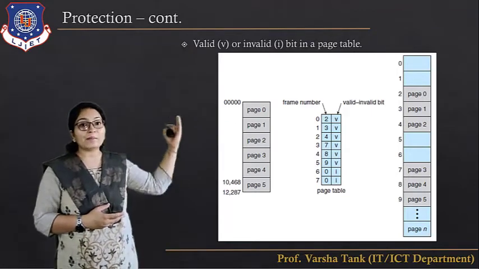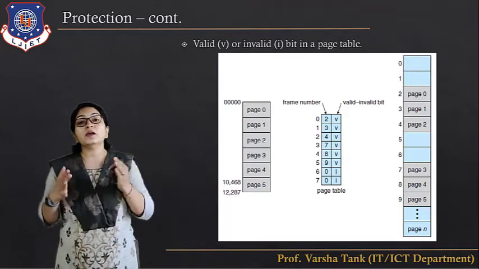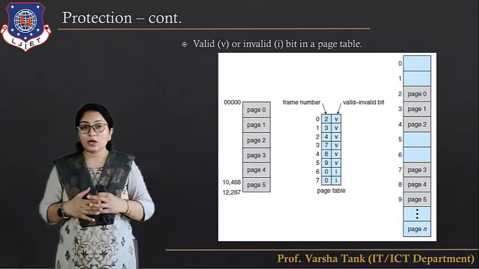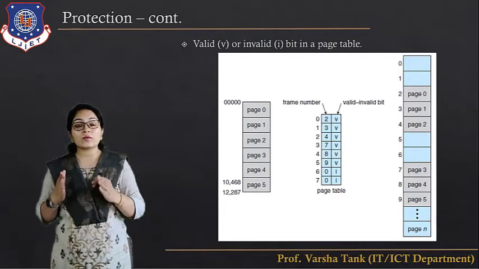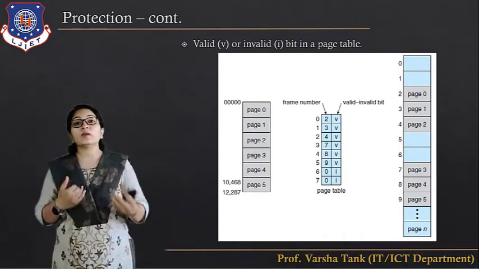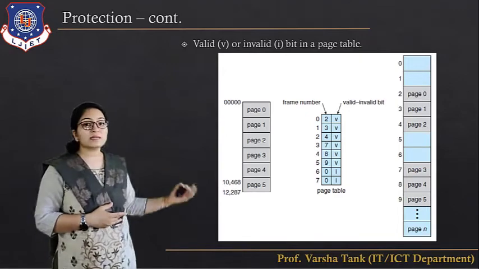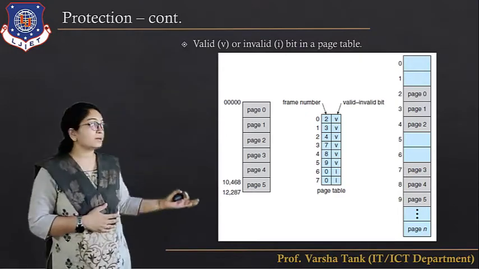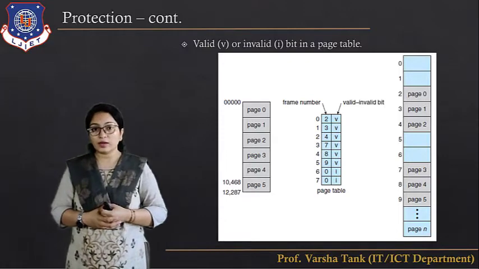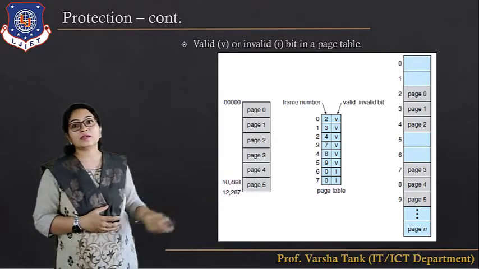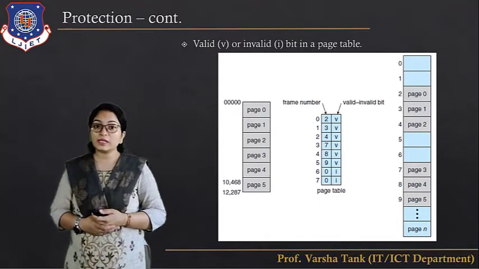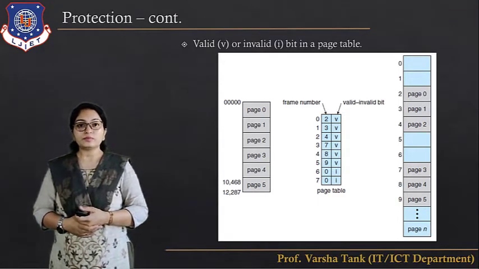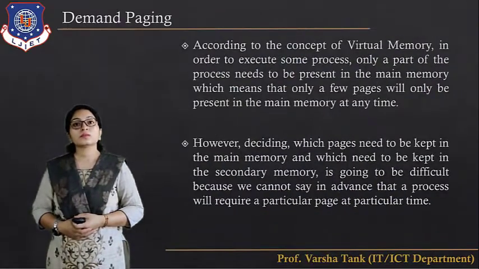For those pages in the page table, we have set the reference bit as valid. That means those pages are right now available in the memory area and we can access them. Pages number 6 and 7 are not in the memory area, so their bit is set as invalid. In this way we can set the valid or invalid bit in the page table when the page is not there in memory.